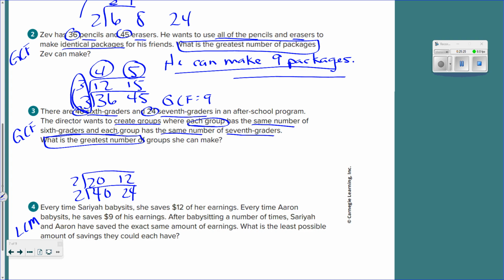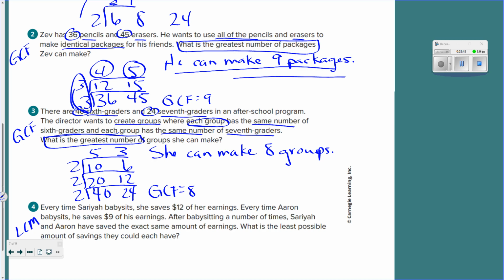GCF is on the left. 2 times 2 is 4. 4 times 2 is 8. So my GCF is 8. You can make 8 groups. They didn't ask it, but I could have said in each group you will have 5 sixth graders and 3 seventh graders.